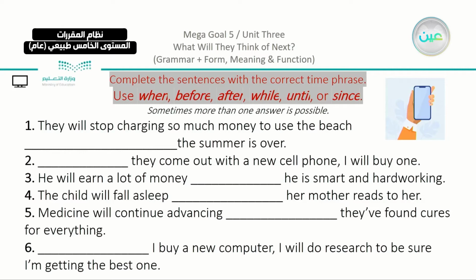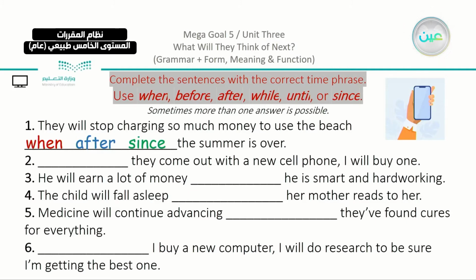They will stop charging so much money to use the beach, blank, the summer is over. Now note here that sometimes more than one answer is possible. So just take a look. You can say they will stop charging so much money to use the beach when the summer is over. You can also say after the summer is over. And you can also use since the summer is over. So they will stop charging so much money since, after, or when the summer is over.